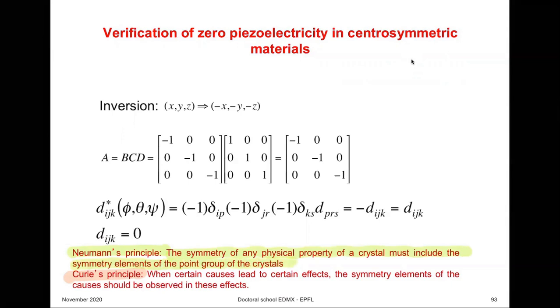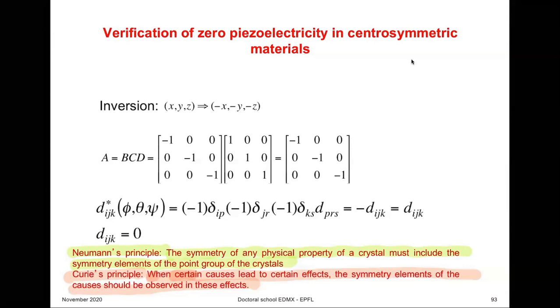So if we work with centrosymmetric crystals, which are invariant under inversion, then the piezoelectric coefficients must also be invariant under inversion. And Curie's principle, which we are not using this time, says that when certain causes lead to certain effects, the symmetry elements of the causes should be observed in these effects. So if you apply an electric field to induce the piezoelectric effect, then the effect, the strain, must include the symmetry elements of the causes. And we will see that maybe later on.